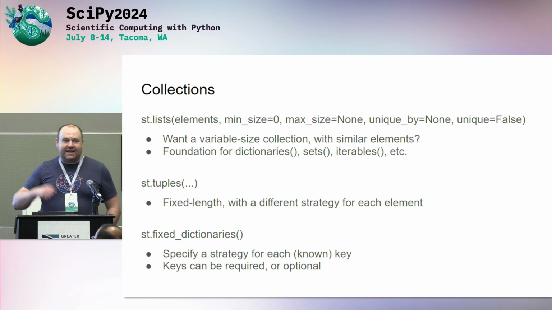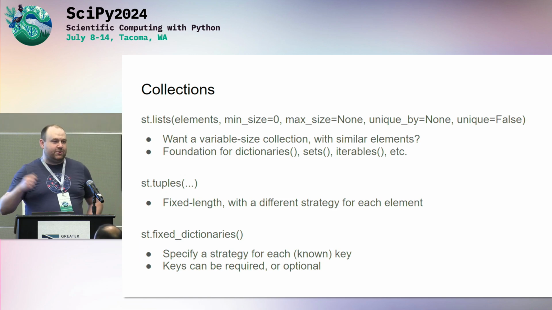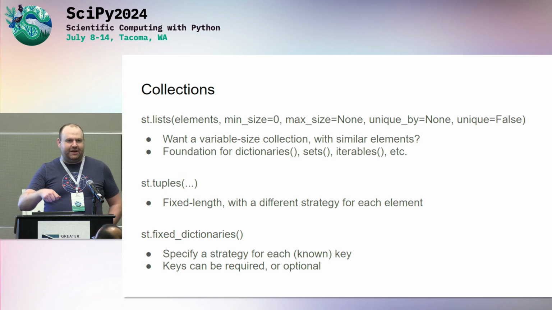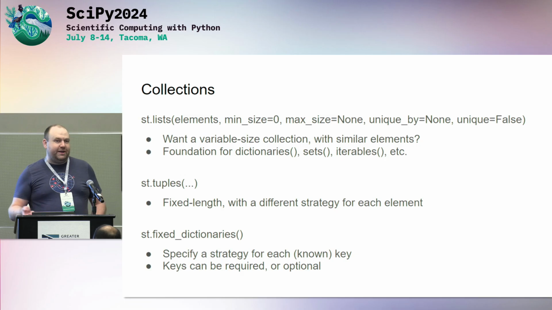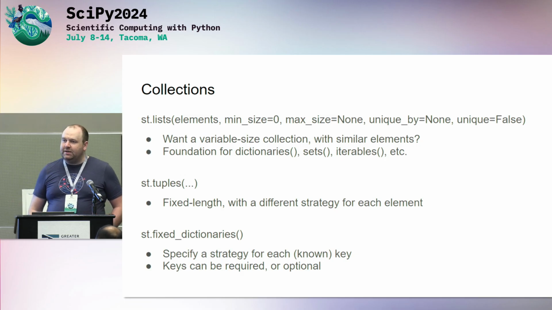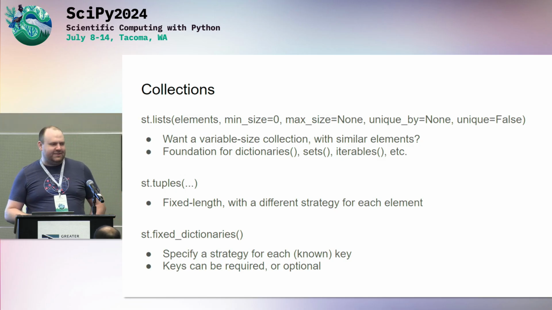So lists takes a strategy for the elements. So this is already recursive. Whatever you want to generate as the elements, you just pass it a strategy to generate that thing. And you can nest these however you like. You can give it a minimum and a maximum size, both of which are optional. You can give it unique_by, which, if it's not None, can be a function or a tuple of functions. Or for convenience, you can just say unique=True if you just want them to be unique and you don't need to specify what that means.